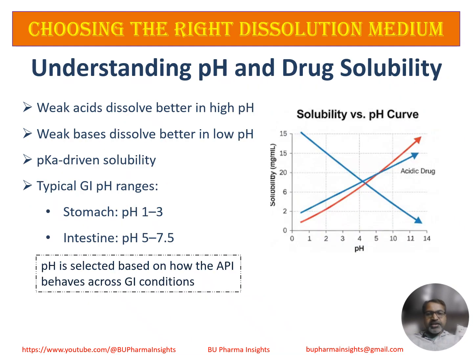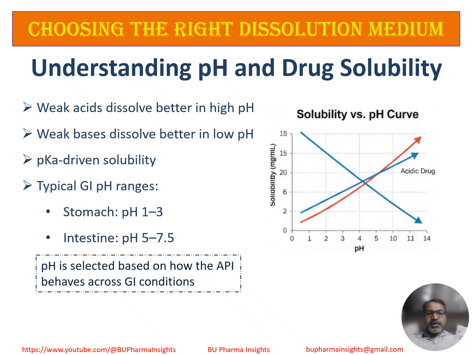Drug solubility is highly pH dependent, especially for ionizable APIs. Weak acids dissolve better at higher pH, where they are ionized, while weak bases dissolve better at low pH, such as in gastric conditions. The drug's pKa determines how much is ionized at a given pH, making the pH-pKa relationship critical for predicting solubility and selecting the right dissolution medium. Always link pH selection to the drug's pKa.